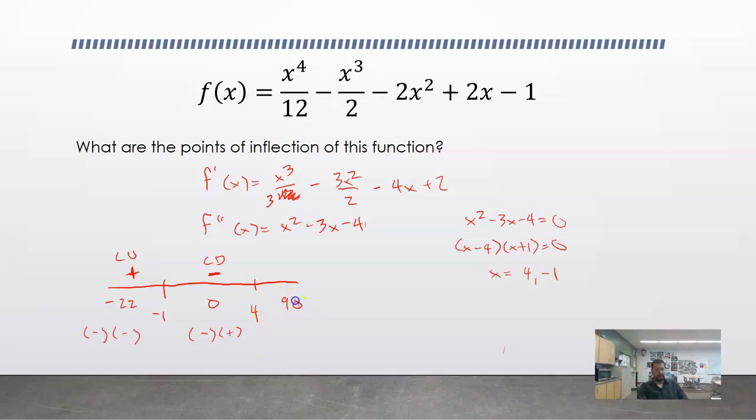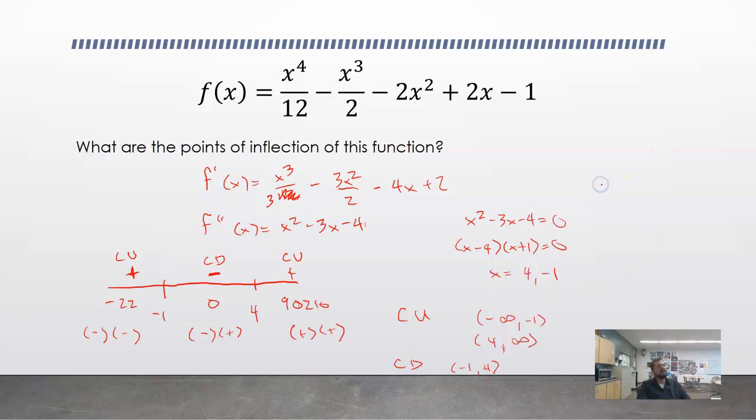So I got 90210. And I do that, and I get a positive number times a positive number, which gives me a positive number. So I can say that my original function is concave up. So if I was asked, I could say it's concave up from negative infinity to negative 1, and from 4 to infinity. And then we can say that it's concave down from negative 1 to positive 4.